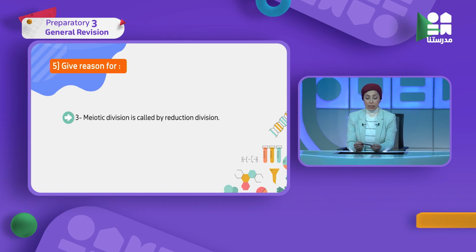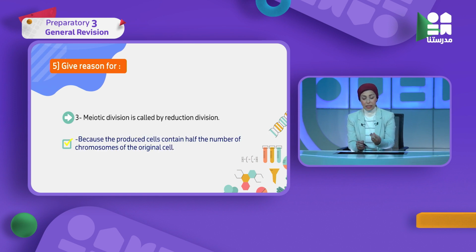Meiotic division is called reduction division. ليه بسمي الميوتك reduction؟ أكيد عشان في حاجة بتطلع منه. إيه هي؟ Because the produced cells contain half the number of chromosomes. عشان كده بيحصل reduction، بيقلل haploid number of chromosomes عن الأوريجينال cell.